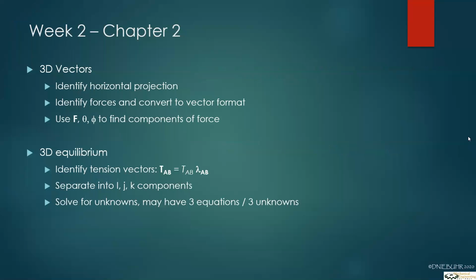Okay, so that's 3D vectors, and the next topic on the PowerPoint was 3D equilibrium. You did 2D equilibrium, where you sum the force in the x and the y, and you got your answer. This is similar. In 3D equilibrium, we identify all our tension vectors as the scalar value times the unit vector, and then we separate them into IJK components, knowing that all the forces in the x, all the forces in the y, all the forces in the z have to add to 0. At worst, we'll end up with 3 equations, 3 unknowns, which you can easily solve in your calculator or by hand, but it's kind of tedious. So let's look at an example of that.